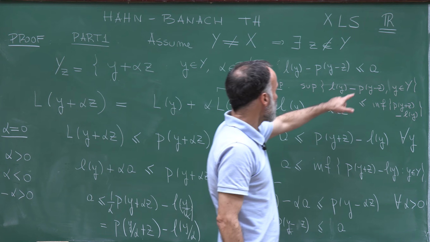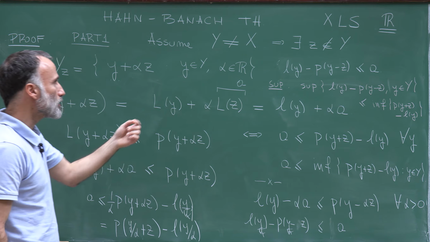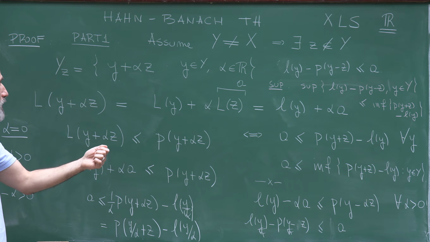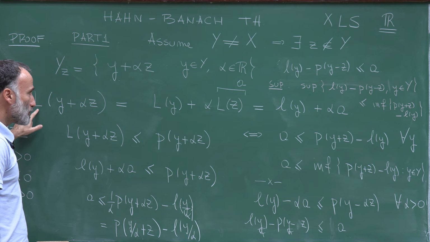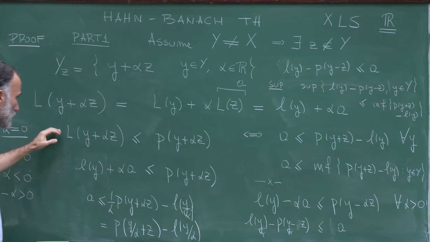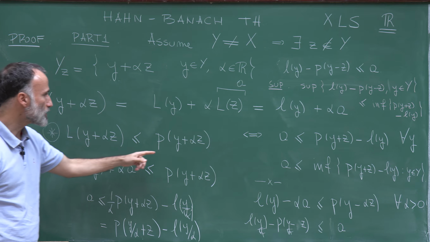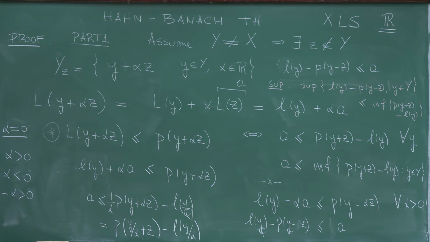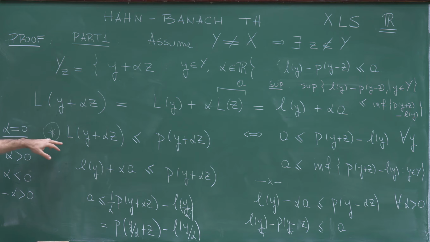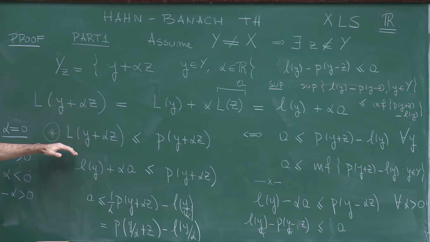This means that I can choose A between this supremum and this infimum. So choose that A. Once you choose that A, define capital L by this formula. And it turns out by the computation we just did that this inequality holds. That indeed for all alpha and all y, we have this inequality. Which means that we were able to extend our functional small l to the set Y plus z through this formula.